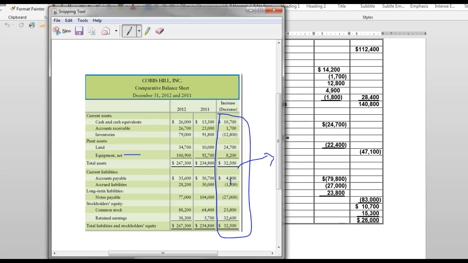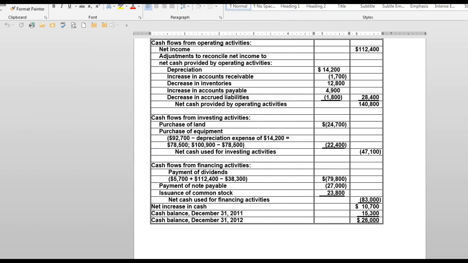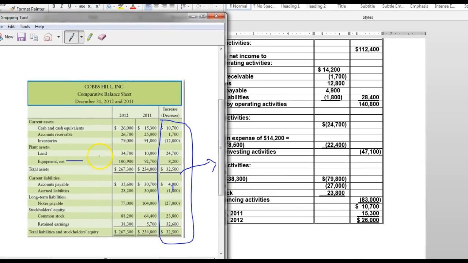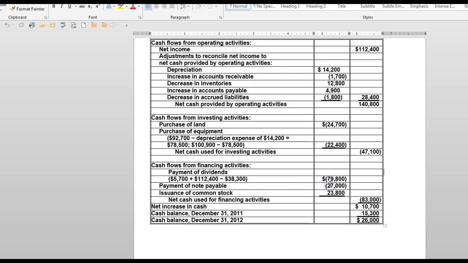So they must have paid a dividend. This is how you analyze the accounts. So now you go, okay, $5,700 plus $112,400 does not come up to $38,300. So if I subtract that $38,300, I'm going to come up with the amount of dividends they declared and paid. They paid on a note. A note went down. If you look at the scheme again, if you look at notes payable, went down $27,000 right here. That ends up right here.